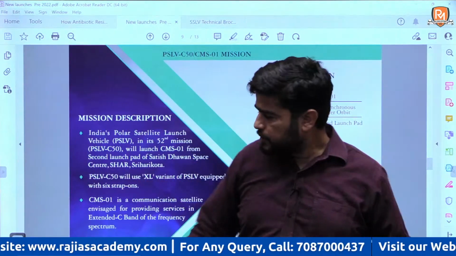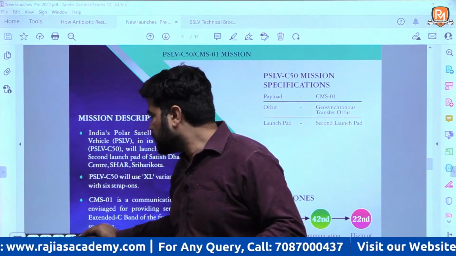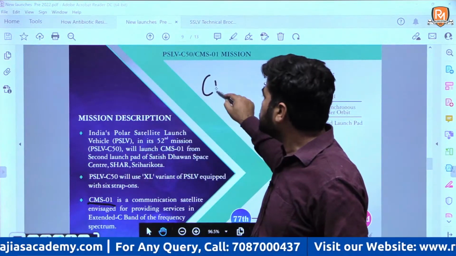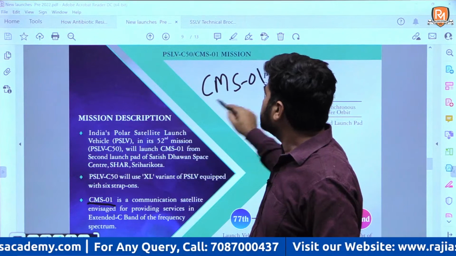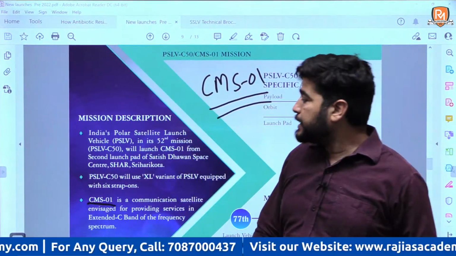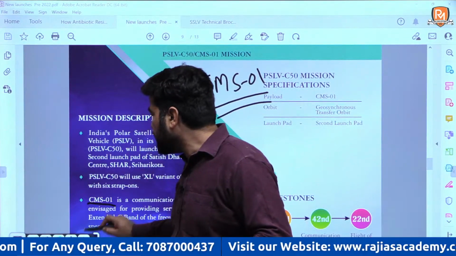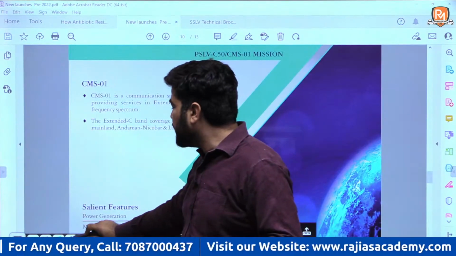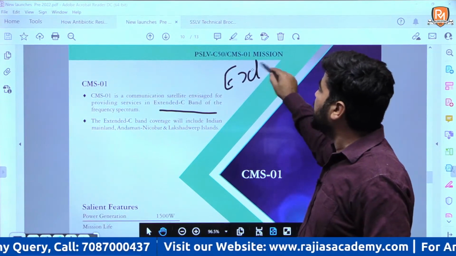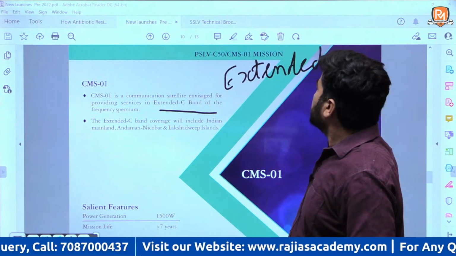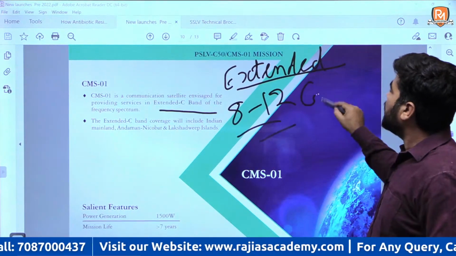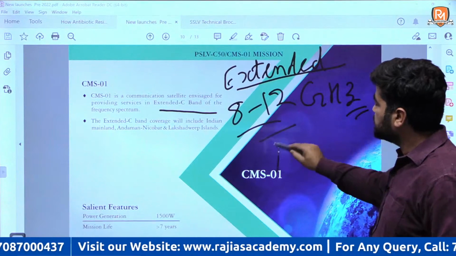So why was this launched? To launch the CMS-01 communication satellite into orbit. This satellite has a payload in the extended C band. Extended C band is between 8 to 12 gigahertz frequency radiations.